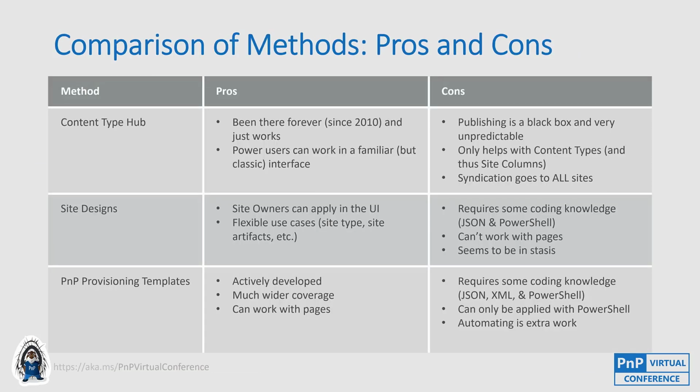findability of your content. So the 3 methods that I'm going to talk about a bit today have some pros and cons. The first one is the content type hub. It's been around forever, and forever is a really long time, but definitely since SharePoint 2010. The great thing about it is that it just works. It does what it's supposed to do, and what that is to syndicate site columns and content types from the content type hub to all of the sites in your tenant.